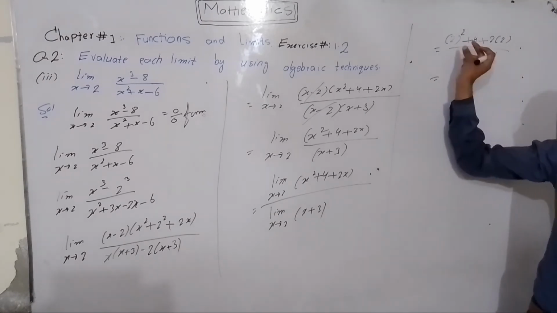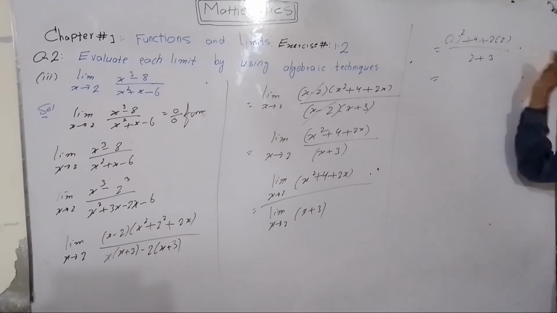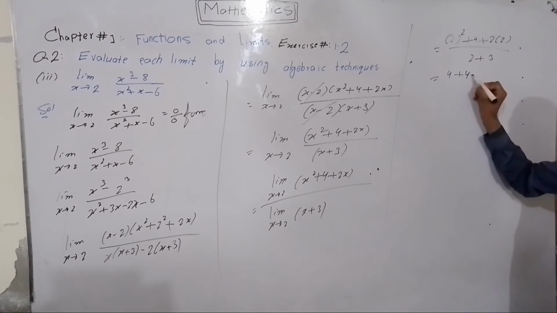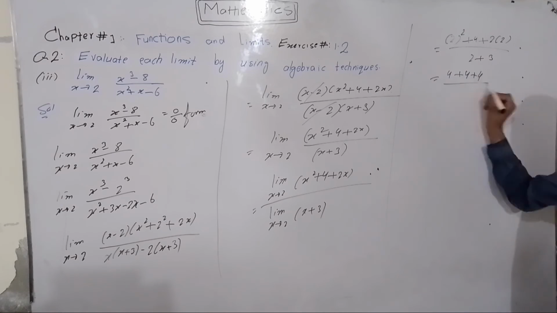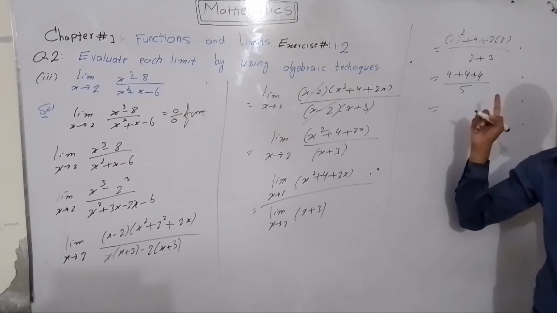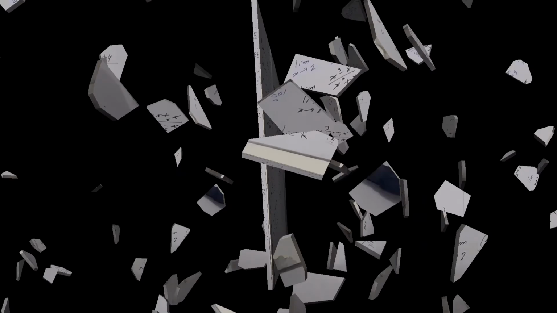Using power, sum and product rule, 2 square is 4, plus 4, plus 2 times 2 is 4, divided by 3 plus 2 is 5. 4 plus 4 is 8, plus 4 is 12. So 12 divided by 5, which is the required solution.